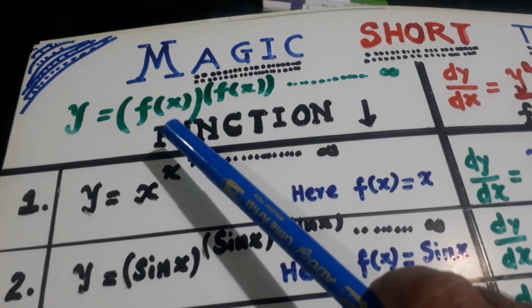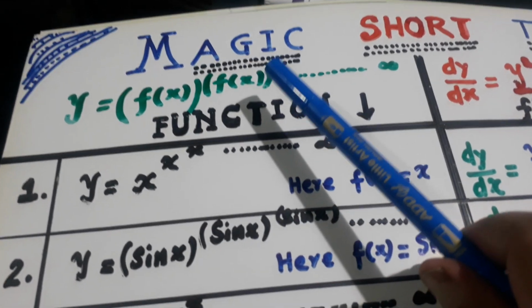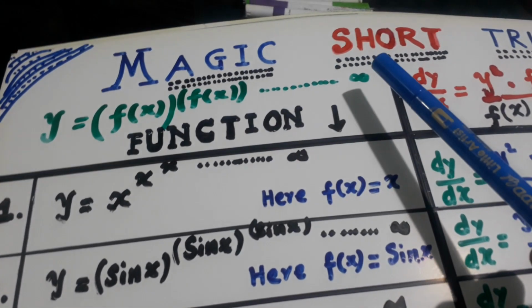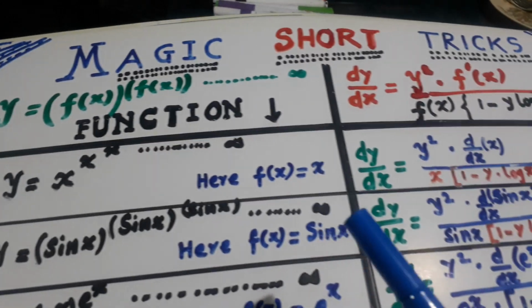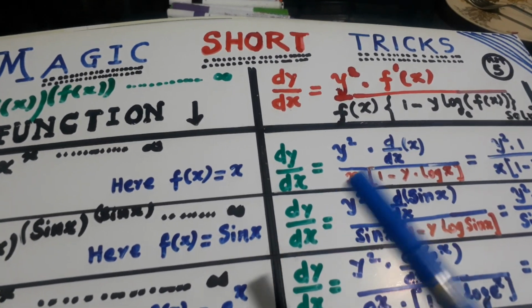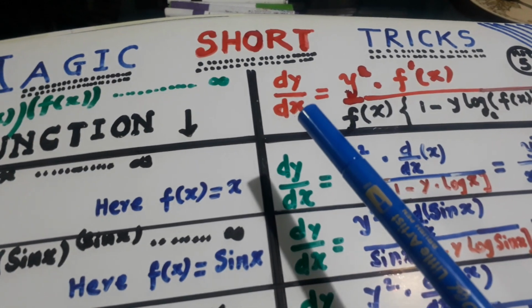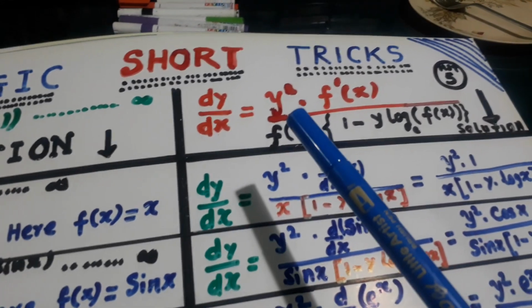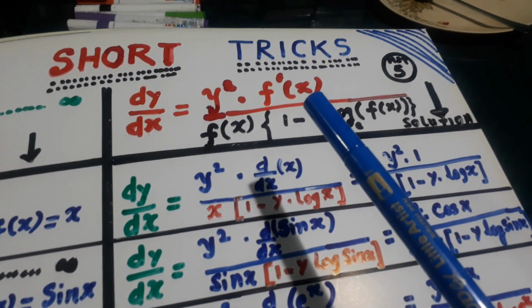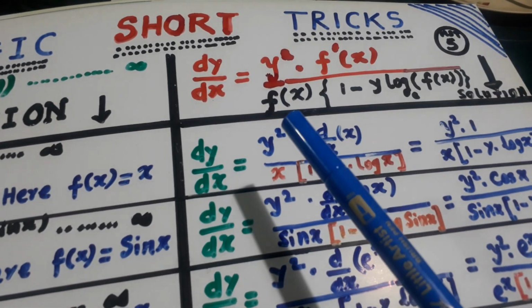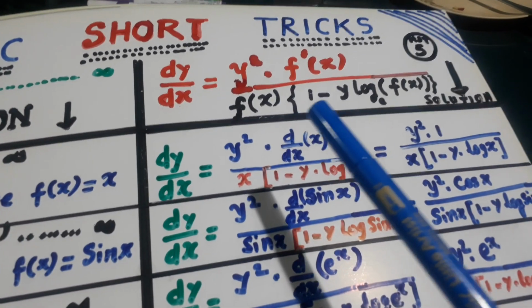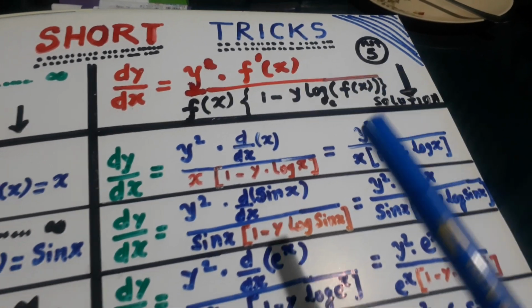y is equal to f(x) raised to power f(x) raised to power f(x) and so on up to infinity. This is the function. And the derivative dy by dx is equal to y square f dash x over f(x), within the bracket 1 minus y log f(x).